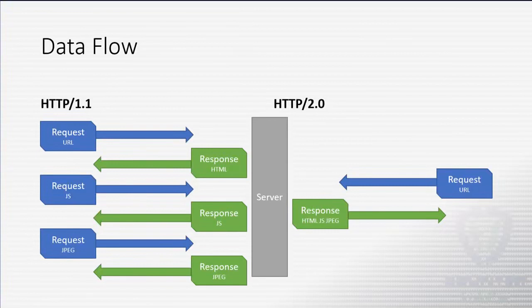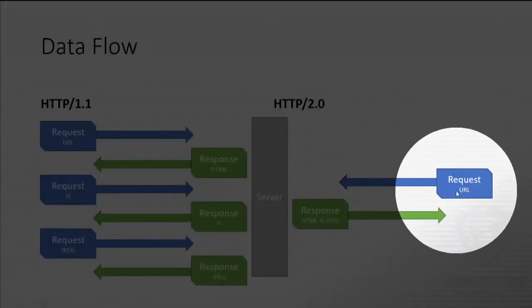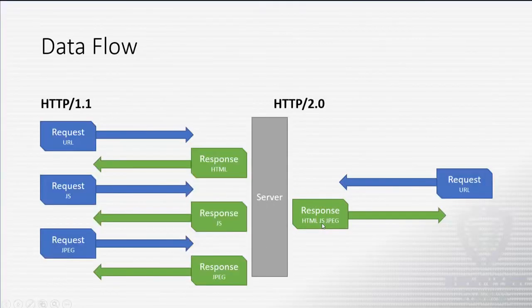With 2.0, it is simpler. It's a little more kind of fancy in how it does things, but there's a single request for slash or index, and then the server can send back all the files that are necessary in a single push. So again, less overhead in terms of network traffic.